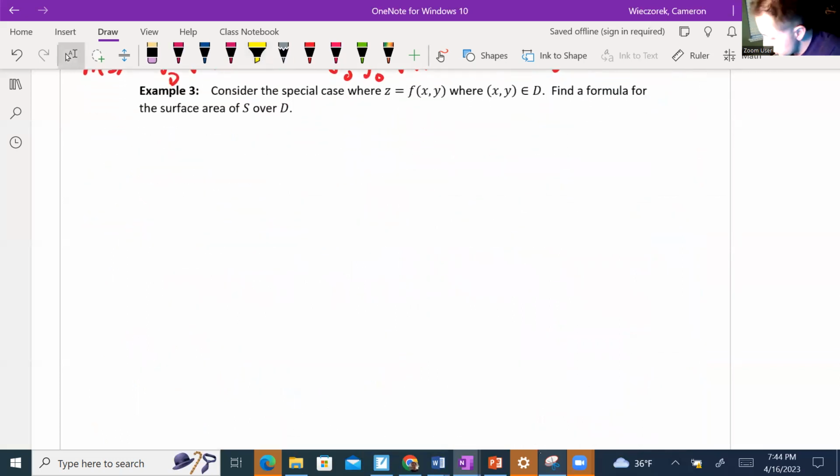Okay. Consider the special case where z equals f of x, y. x, y is in the domain space D. Let's find a formula for the surface area of S over D. Okay. So you're going to see this show up a lot in the last few sections. We're going to look at these special cases where z is a surface defined as a function of two variables, x and y. Anytime you see this, what you're going to do is you're going to use the trivial parameterization.